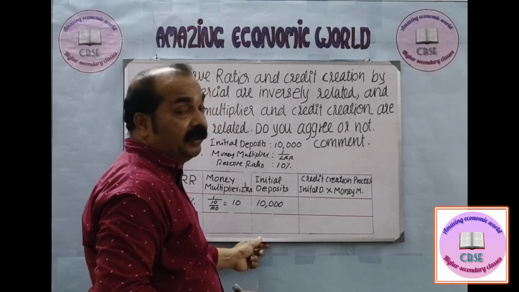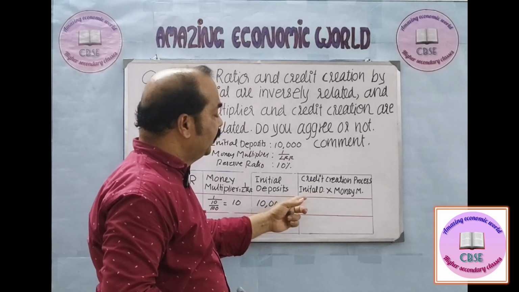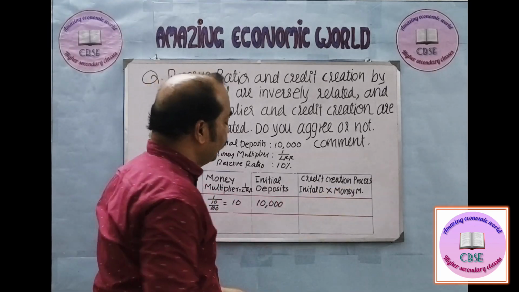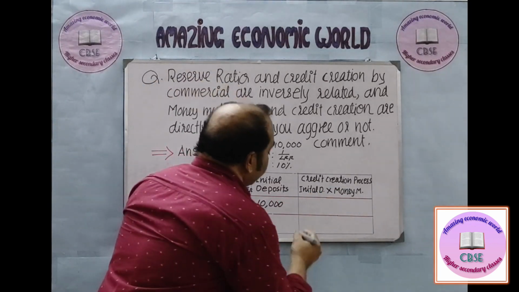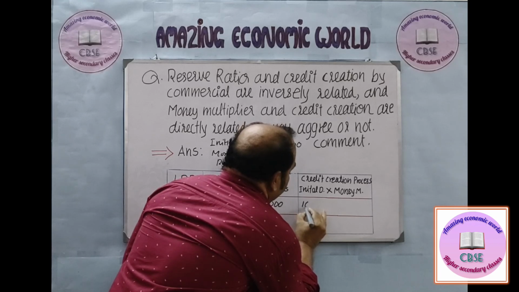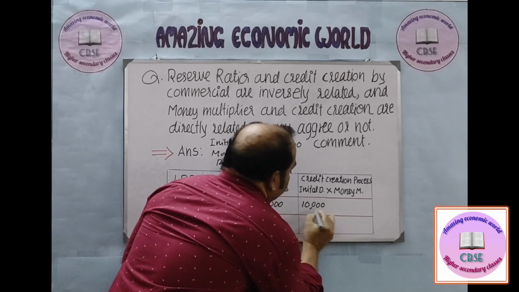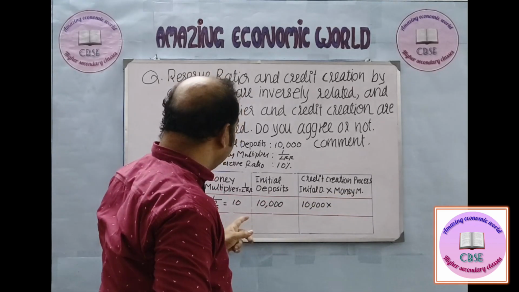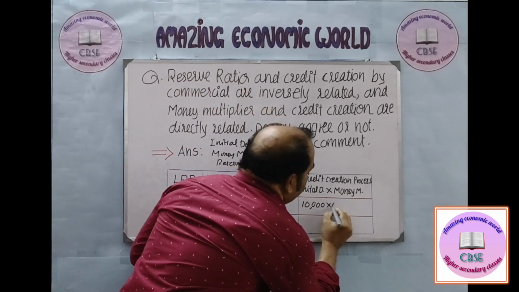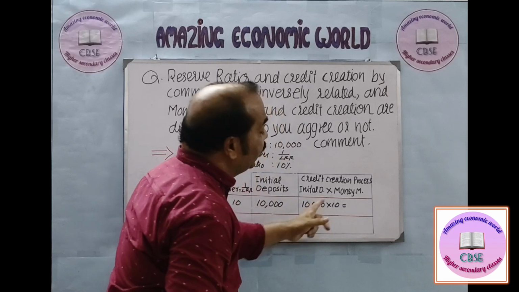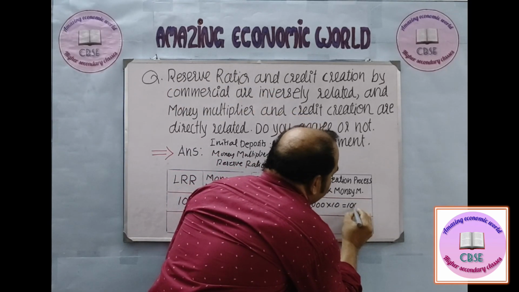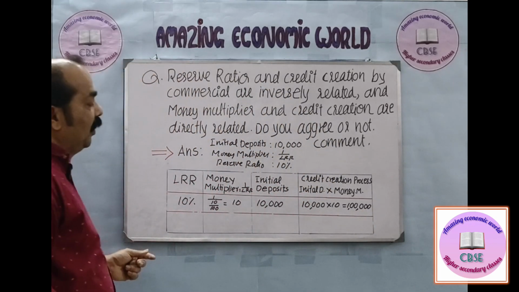Then credit creation process, that is initial deposit into money multiplier. How much is the initial deposit? 10,000 into money multiplier that we have already got, that is 10. So 10,000 into 10, how much? 1 lakh will come.